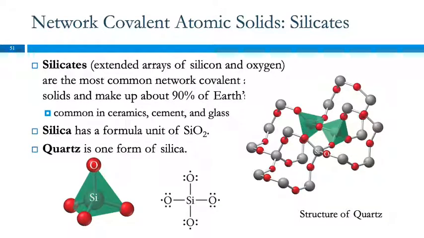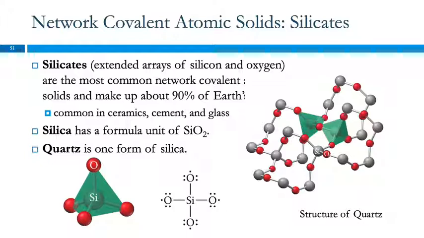Another type of network covalent atomic solid are silicates. And these can be a little bit confusing because when we look at this formula SiO2, we think, oh, silicon dioxide, a molecule, one silicon atom, two oxygen atoms, molecular solid. But it's a network covalent solid with a ratio of one silicon to two oxygens because these are all covalently bonded in an extensive three-dimensional network. So the structure is such that the silicon is in a tetrahedral hole between the oxygens.